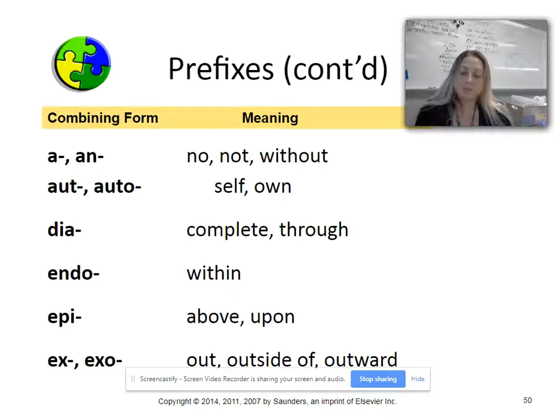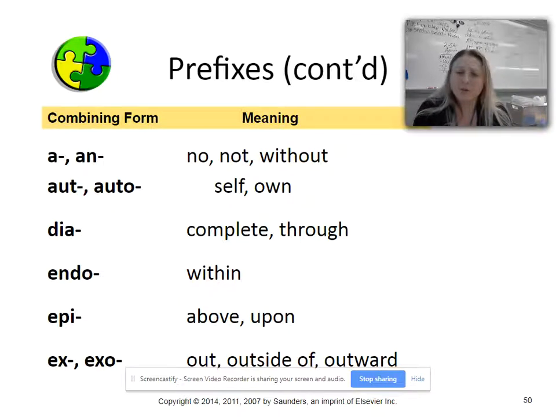Aut or auto is by itself or on its own. So if something is automatic, it just does it. Dia, like diameter, is complete or through. Dia, like diagnosis, is complete knowledge. So that's when you get a diagnosis from a physician. It's because they know you have that condition. Endo means within, like an endoskeleton. Humans have an endoskeleton. It's inside of our body.